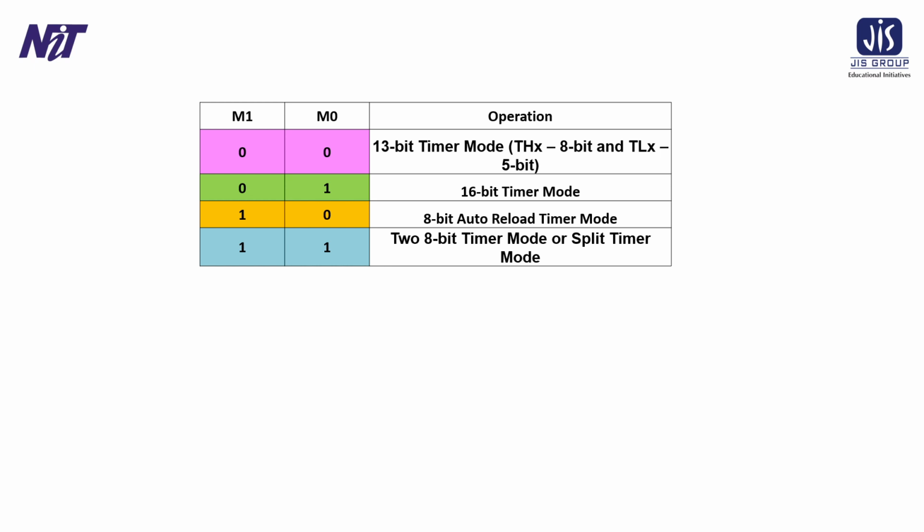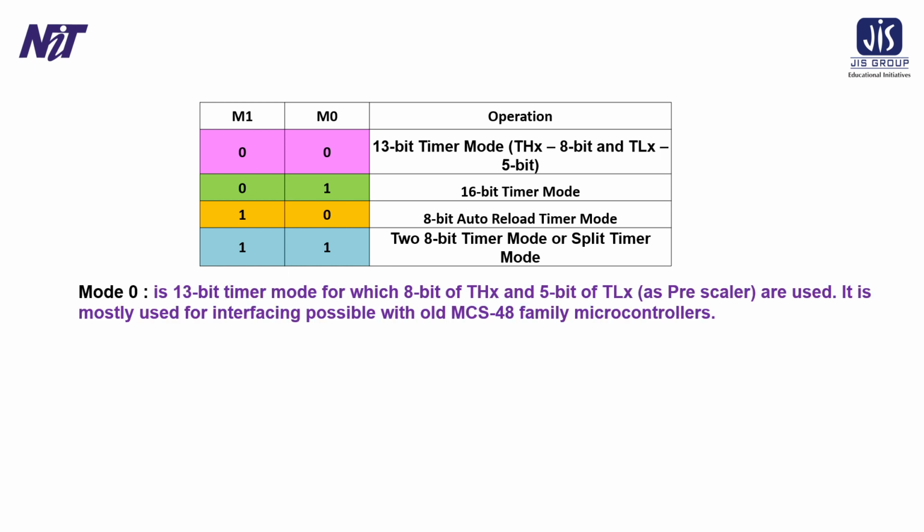0, 1 is the 16-bit timer mode. 1, 0 is the 8-bit auto reload timer mode. 1, 1 is the split timer mode. Mode 0 is the 13-bit timer mode, for which 8-bit THX and 5-bit TLX are used. It is mostly used in interfacing with the old MCS-48 family of microcontrollers.